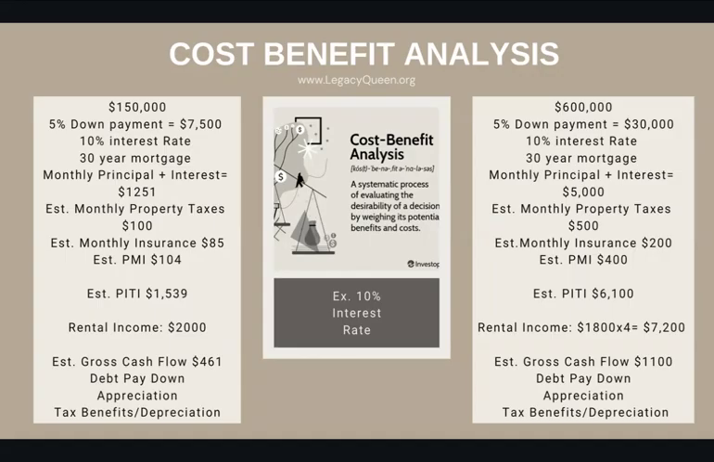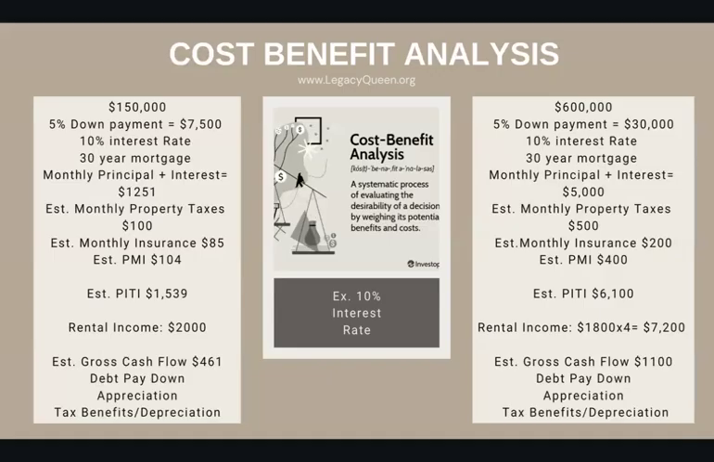Cash flow is how much money you have coming in, your income, typically that's rent, minus all of your expenses. So your expenses are going to be your mortgage. Your mortgage is your principal payment and your interest payment, right? So yeah, you bought that house for $300,000, but you're paying interest on it.